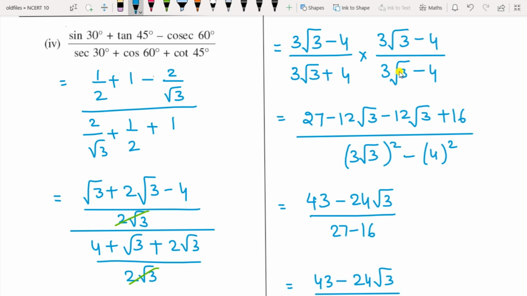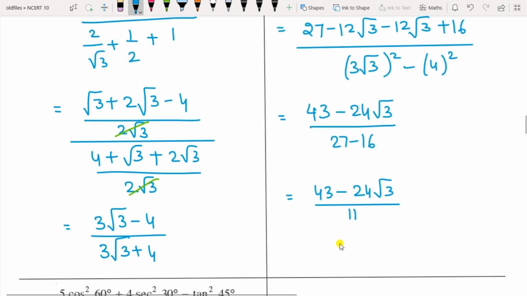Now this will be a plus b, a minus b, and these both are minus terms, so it will be whole square. So write the expansion of the whole square. Okay, I will write it here now. This will be 3 root 3 minus 4 the whole square upon, this will be 3 root 3 the whole square minus 4 the whole square. After this, you have to write the expansion of a minus b the whole square for this numerator, and this is a square minus b square, that will be 27 minus 16. Solve it and you will get this answer. So this is your answer.